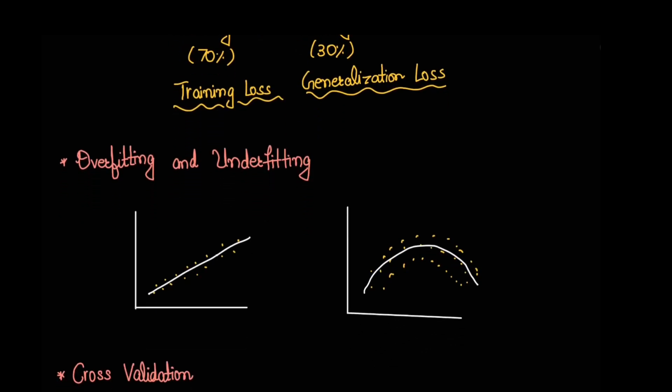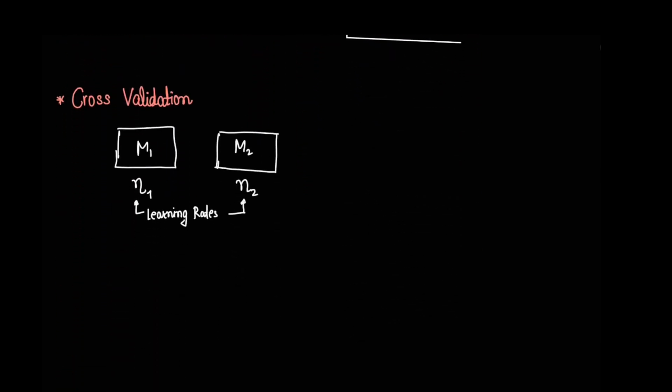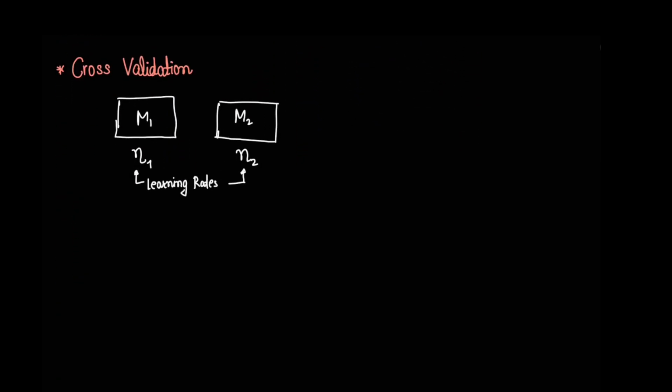Now let's talk about another idea that is called cross validation. Suppose you're training two linear regression models, but one is using eta 1 as your learning rate and another is using eta 2 as your learning rate. Now, since they are different learning rates, these models might behave differently. How do we say that one model is better than another?